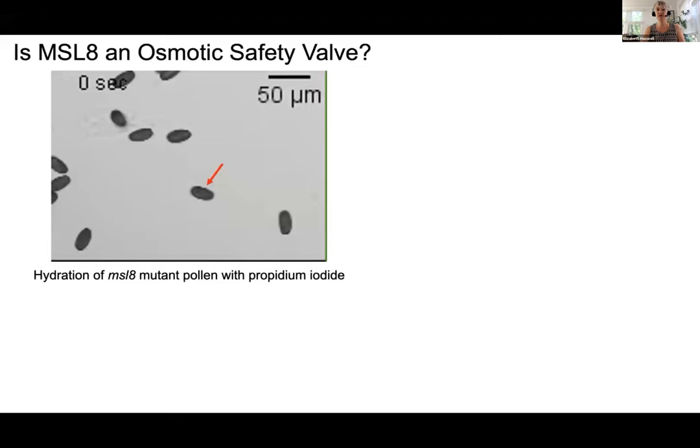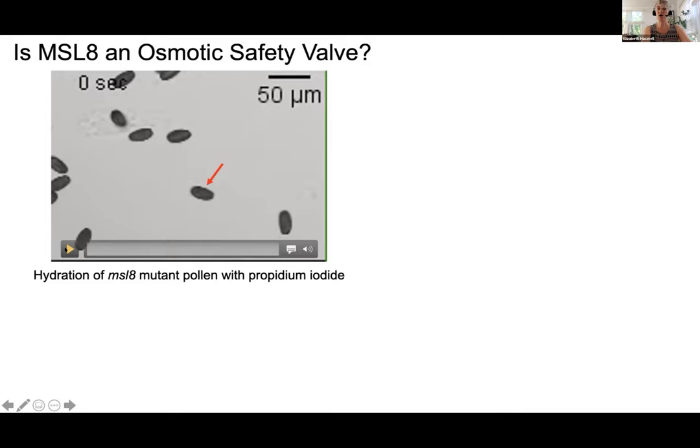And essentially the idea here is that MSL8 is serving as an osmotic safety valve. It's just letting out a little bit of turgor and maintaining cellular integrity during all of these processes, but just not too much, just the right amount. And here is a video that Kari made that sort of illustrates our idea.